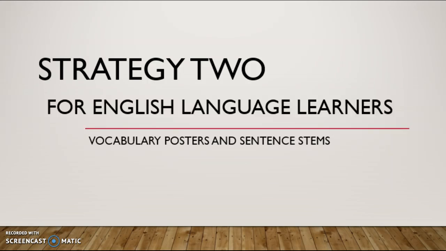Strategy 2 for English language learners. Vocabulary posters and sentence stems.